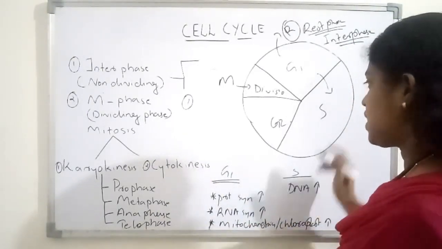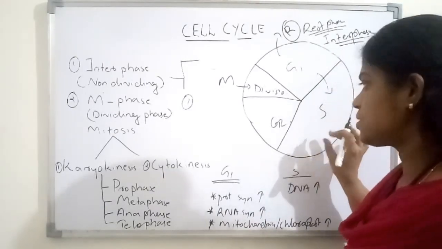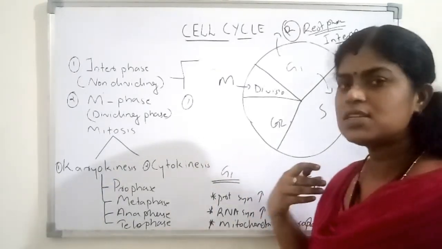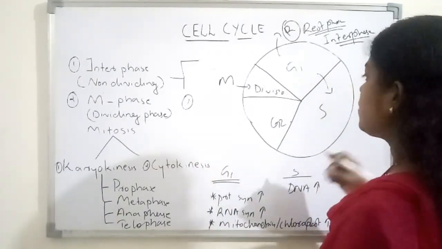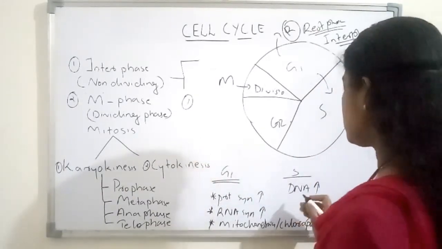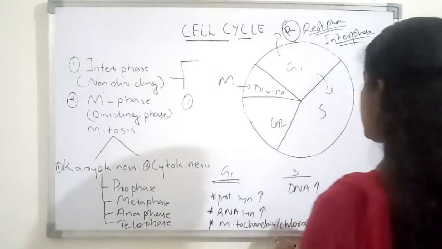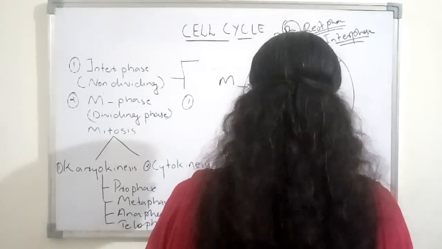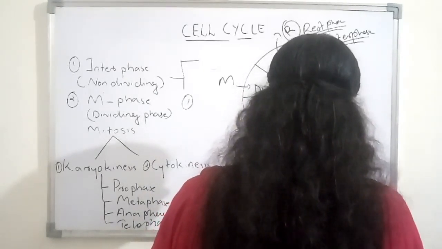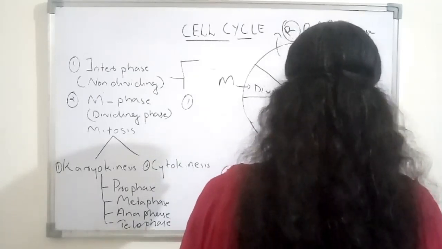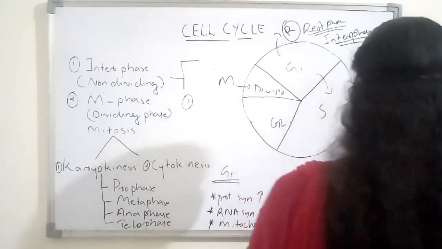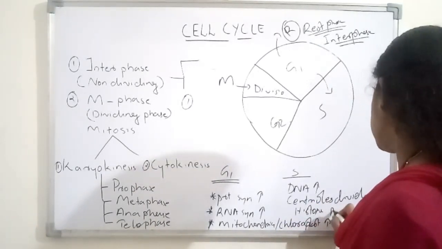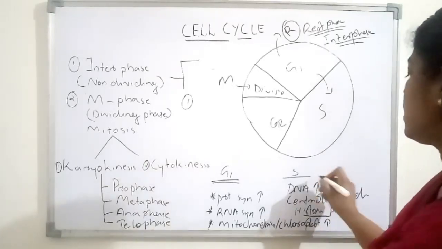And if it is an animal cell, as I have told you, it will form the spindle fibers. The centrioles are going to divide. The division of the centriole is also going to take place here in the S phase. That is also taking place in S phase. And the histone proteins are also going to be made in the S phase.